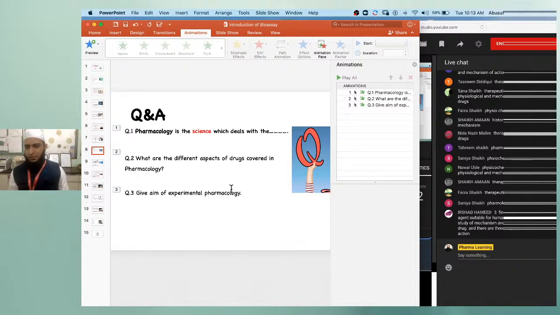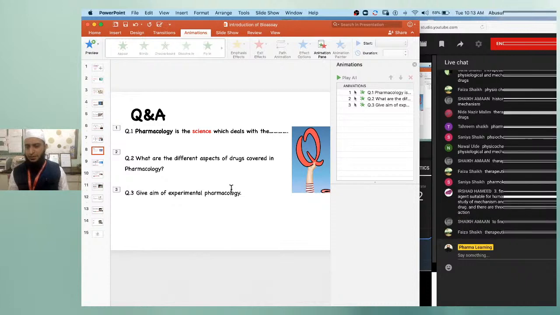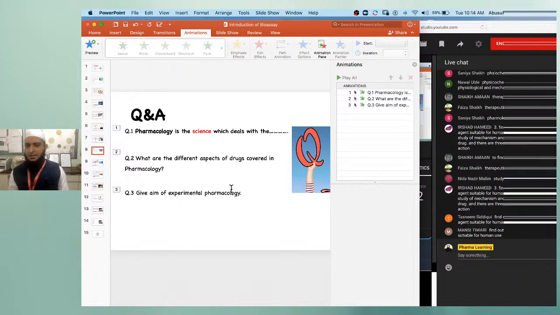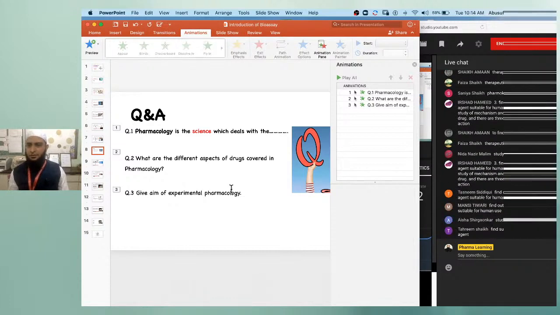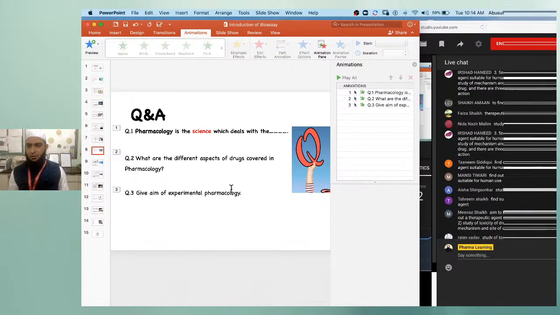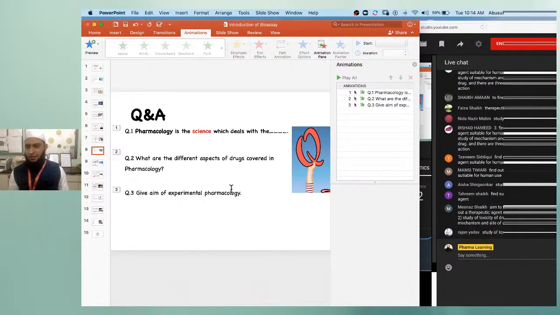Find out therapeutic agents suitable for human study. Very good. Study of toxicity of drug. Yes, we are using it for the study of toxicity of drug. Study of mechanism and site of action of drug. Okay, so there are three important aims. Very good, Irshad. You have summarized all three aims of experimental pharmacology.